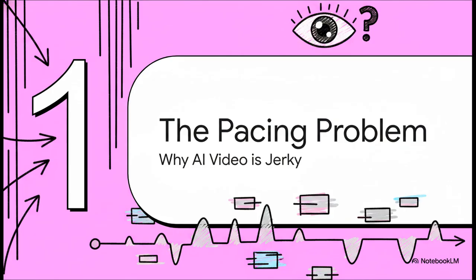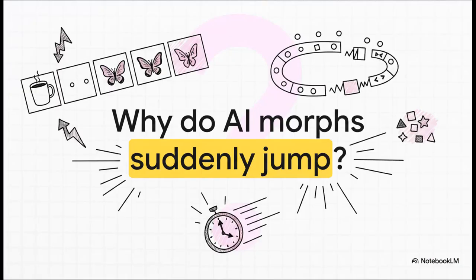Okay, kicking things off with section 1, the AI video pacing problem, and specifically why generative video can be so incredibly jerky. We're starting with a visual issue that literally undermines so much of AI video right now. Have you ever noticed how an AI-generated morph might sit there doing absolutely nothing for like 3 seconds, and then boom, it just suddenly morphs into a completely different object in a single frame? This is a huge common problem.